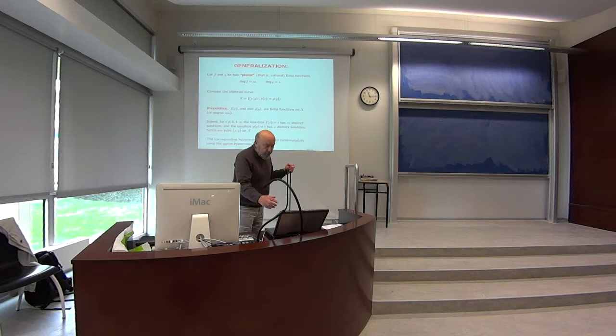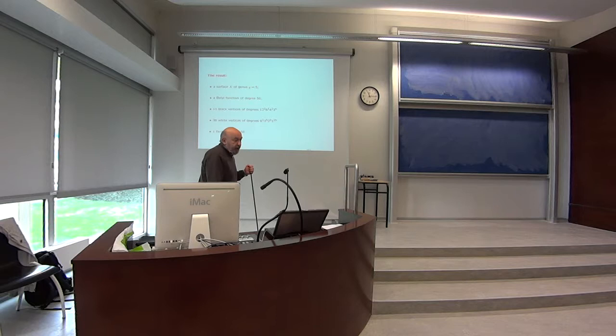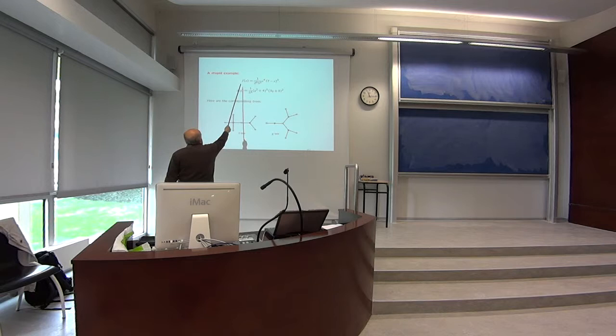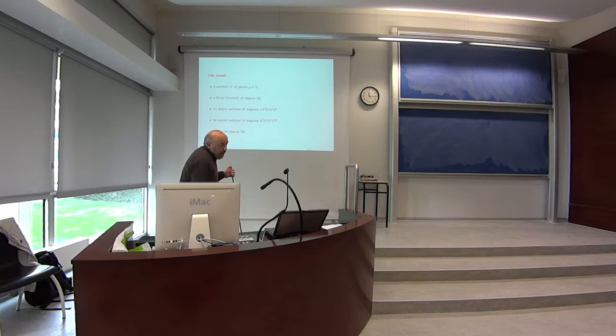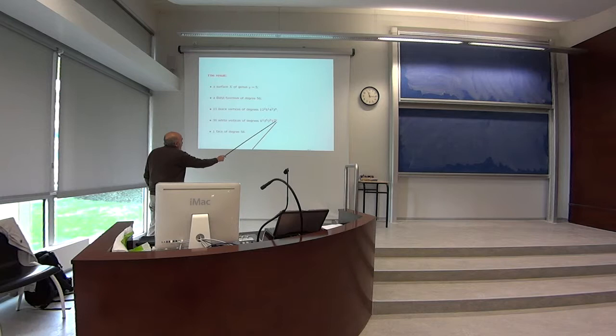So, an example, a random example, I took two trees, and in a purely combinatorial way, the surface is f of x equal to g of y. It is a surface of genus 5, a Belyi function of degree 56, 11 black vertices, white vertices with their degrees, and one face of degree 56.